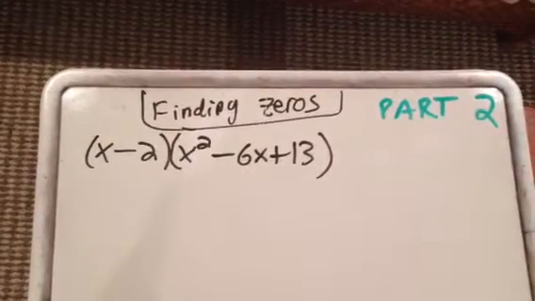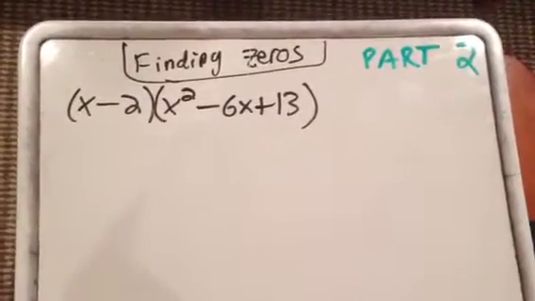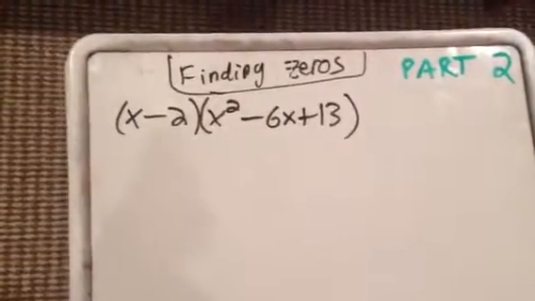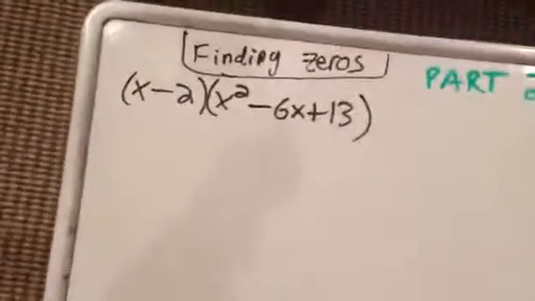We are going to finish finding the zeros of the problem we had in part 1. If you haven't seen part 1 yet, please watch it now, because none of this will make sense to you. But if you've seen part 1, then you are in the right spot. We are now going to finish this problem.